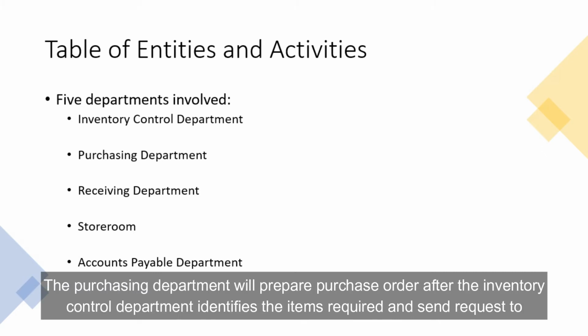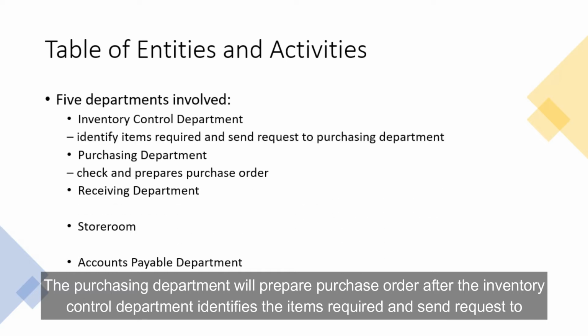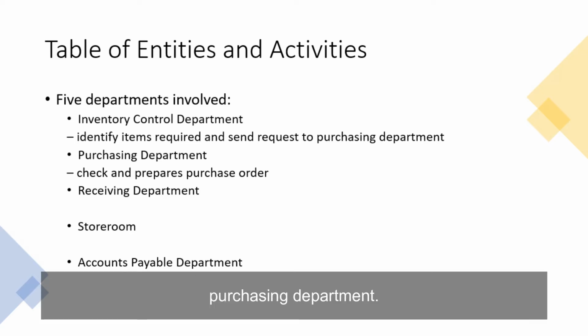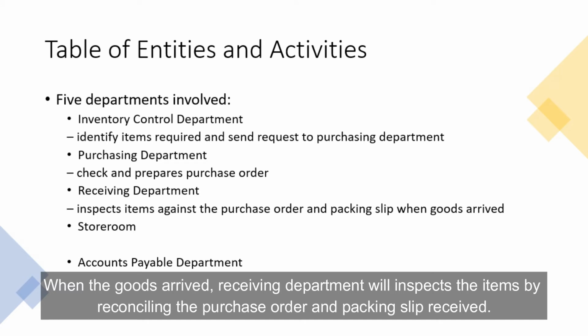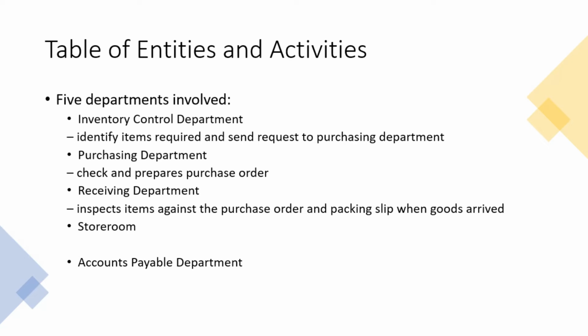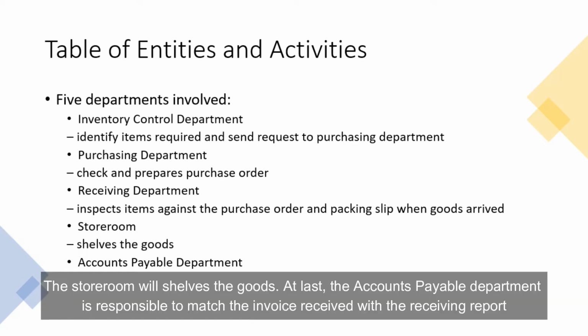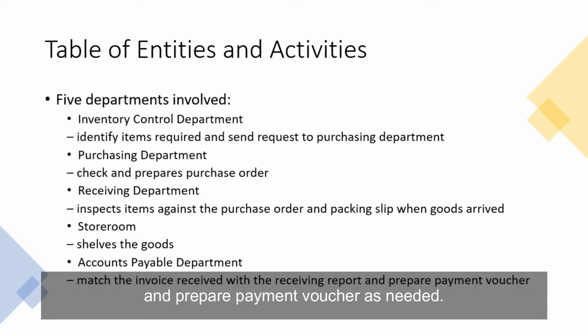The Purchasing Department will prepare the purchase order after the Inventory Control Department identifies the items required and sends requests to Purchasing Department. When the goods arrive, Receiving Department will inspect the items by reconciling the purchase order and packing slip received. Then, the storeroom will shelve the goods. At last, the Accounts Payable Department is responsible to match the invoice received with the receiving report and prepare payment voucher as needed.